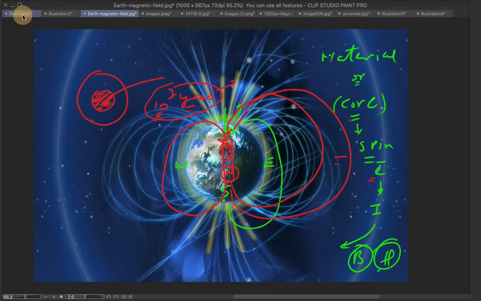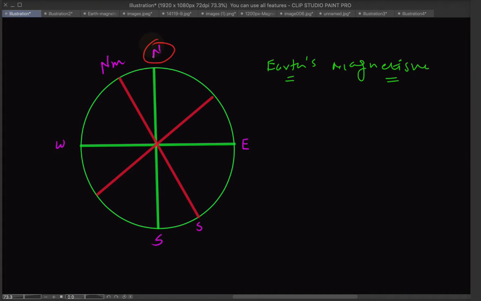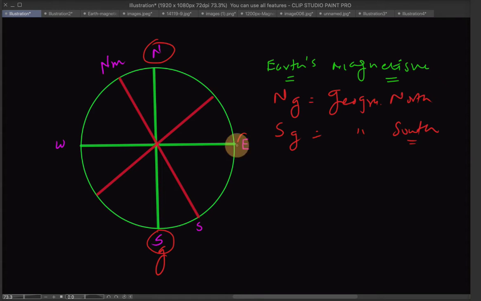But actually, this is our north pole, this is our south pole, but these are called the geographic north. So NG is called our geographic north, and this is called our geographic south. This is our equatorial line, which holds the two axes, called east and west. But actually our Earth's magnetic field is because of this magnet which we are thinking is over here and over here. It is not like that.